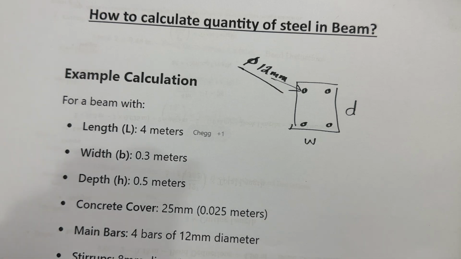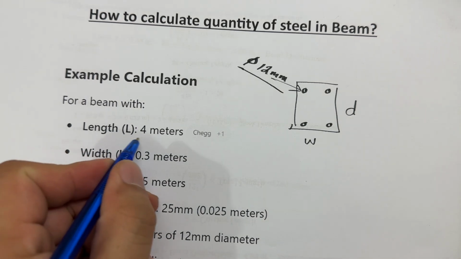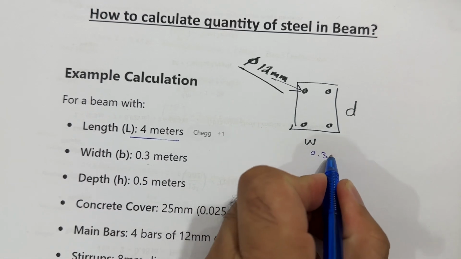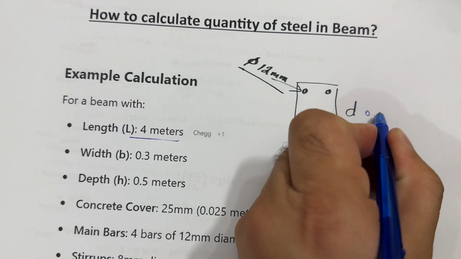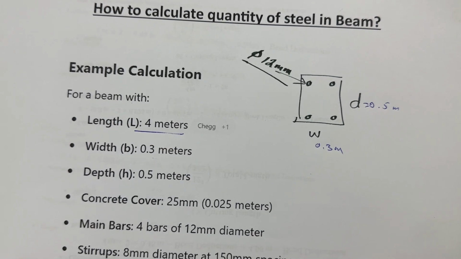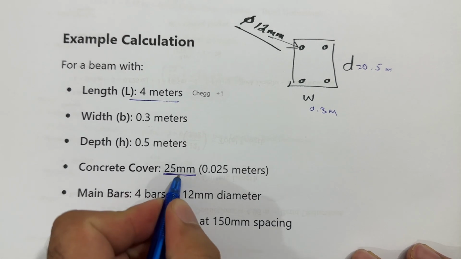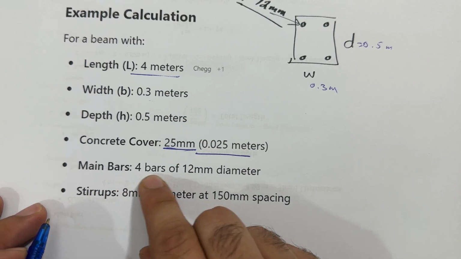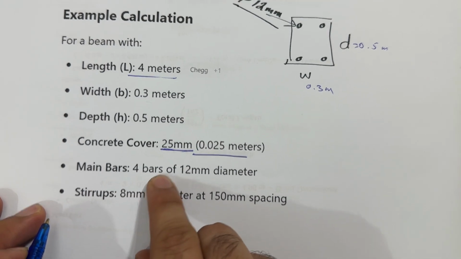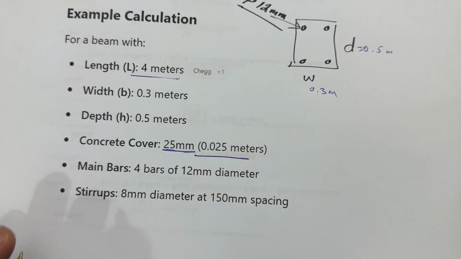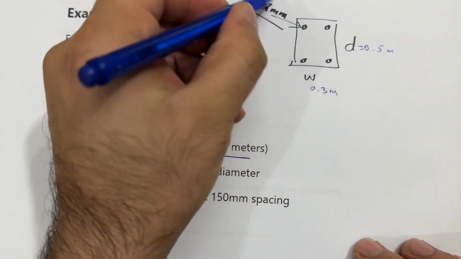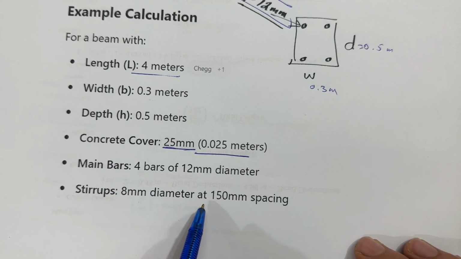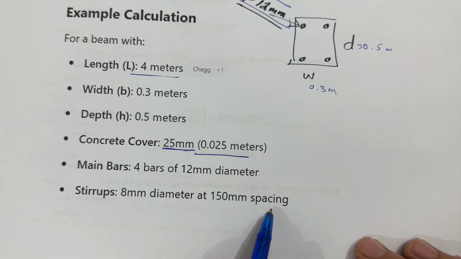For example, for a beam, the length is 4 meter, the width of the beam is 0.3 meter, and the depth is 0.5 meter. The concrete cover is 25 millimeter or 0.025 meter. Main bars: we have 4 longitudinal bars of 12 millimeter diameter. Next, stirrups of 8 millimeter diameter at 150 millimeter spacing center to center.